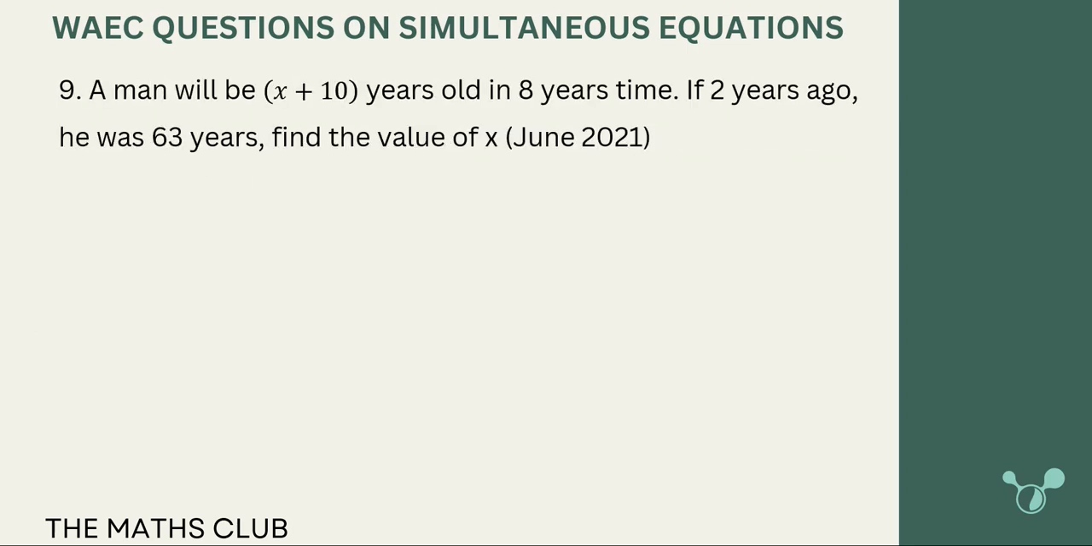Great. Number 9 says that a man will be x plus 10 years old in 8 years' time. If 2 years ago it was 63 years, find the value of x. I want you to pause the video and try this out yourself. Welcome back. Let's solve it together.